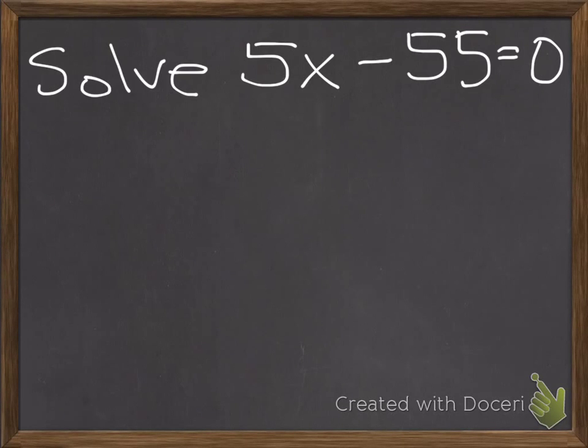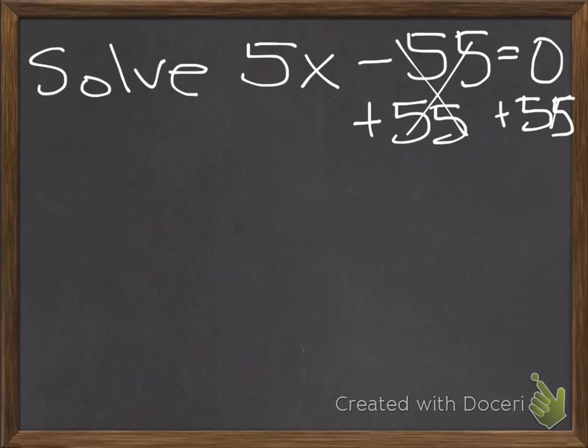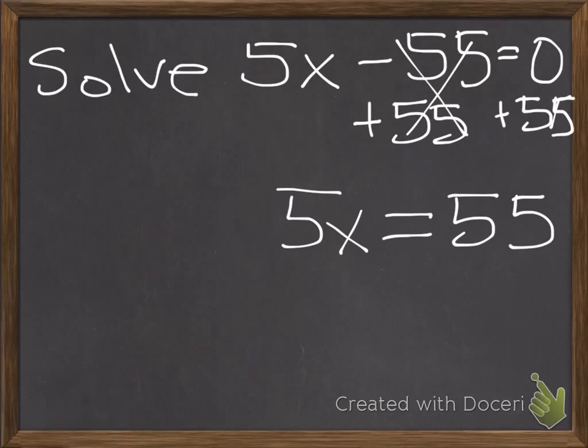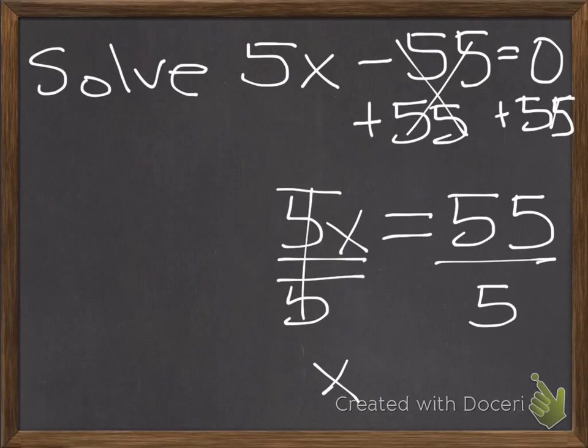Now, when we were asked to solve a problem like this, we were also given the option to solve by graphing. This is actually not even giving us that option, so you just need to solve for x here, which would be to add 55 to both sides to get x by itself. And then I'd have 5x equals 55, and divide by 5 to get x equals 11. And that is all I would have to do for a problem like this.